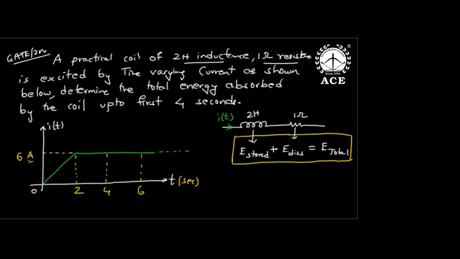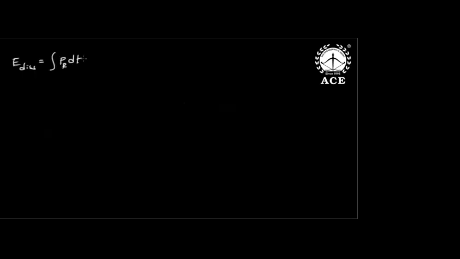But now power in a resistor can be given by three formulas: either I square R, or V square by R, or V into I. Which is more correct here, because a current function is given and resistance is there? I square R is better. That is integral of I square R dt, and it is going from 0 up to 4.